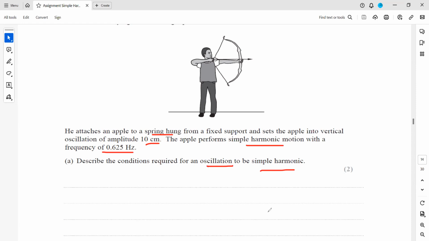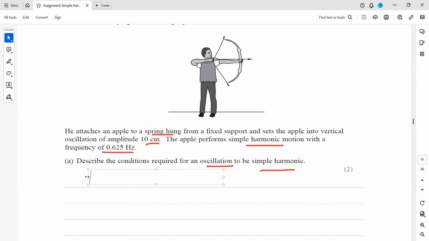Like, what are the conditions for an object to perform simple harmonic motion, or its motion is said to be simple harmonic motion? So the 2 points, this is a fixed answer, the structured answer. First point, the acceleration is directly proportional to displacement. And the second point is it is always acting towards the mean position, or you can also say that it is always directed towards the center.